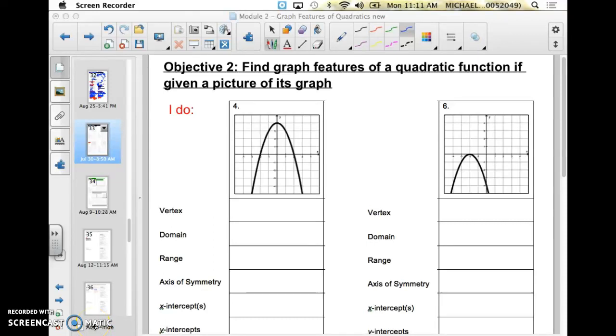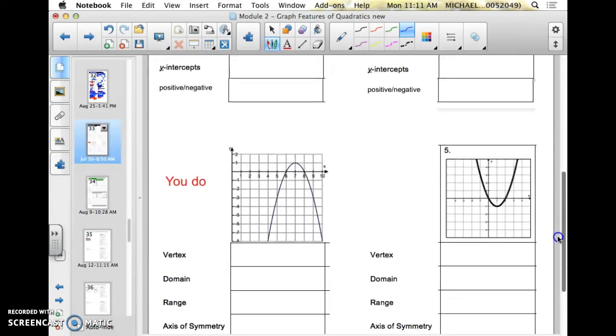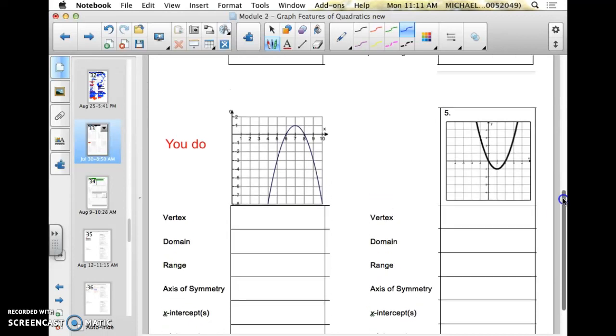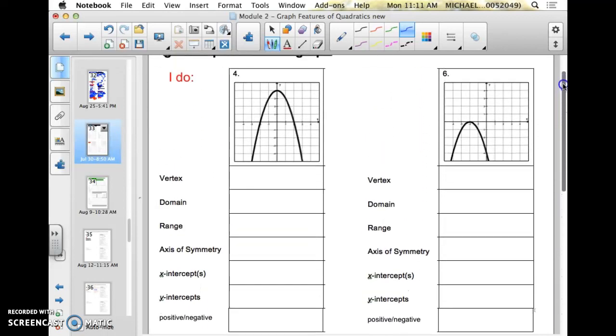In this video, we're going to talk through Objective 2, find graph features of a quadratic function if given a picture of its graph. Alright, I'm going to do two examples, and then I'm going to have you pause the video and try two examples on your own. Check your work with mine before you go ahead and try the practice for this objective.